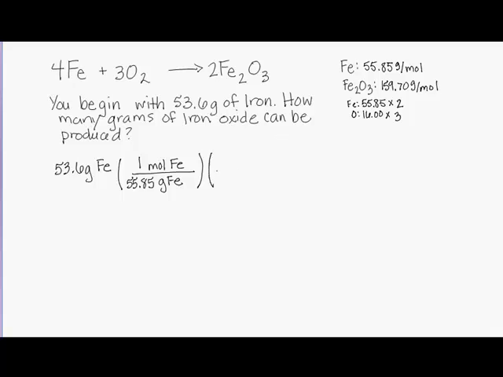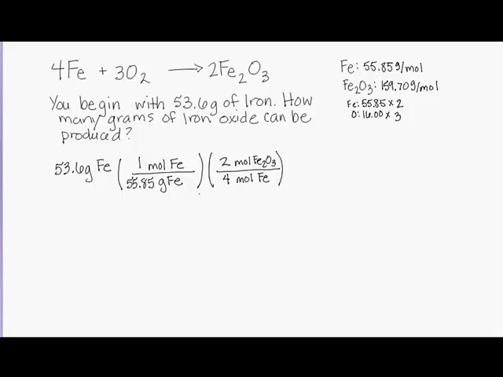Now we need to find the ratio of iron to iron oxide in our balanced equation. We always want to be able to cancel, so we have to put moles of iron on the bottom, and we're going to put moles of iron oxide on the top. We use the coefficients from our balanced equation to determine what the molar ratio is going to be. Here on Fe, we have 4, so we'll have 4 moles of iron, and here on the iron oxide, we have 2, so we'll have 2 moles of Fe2O3.